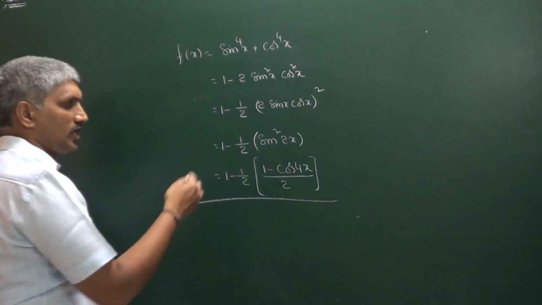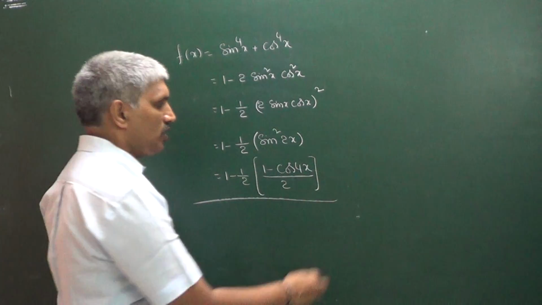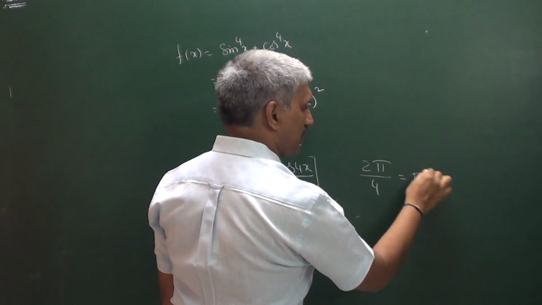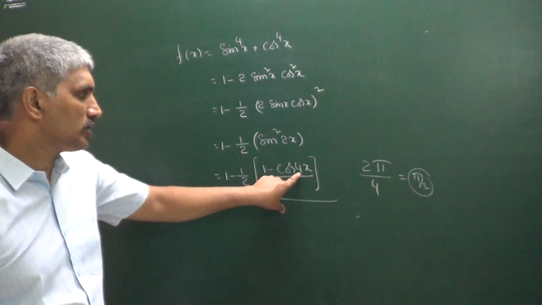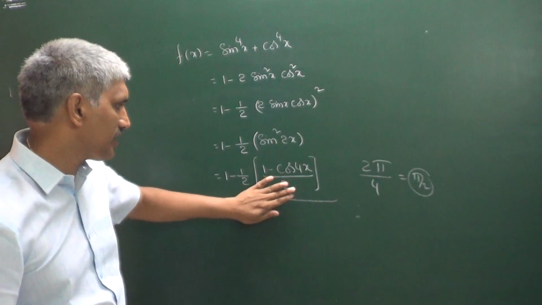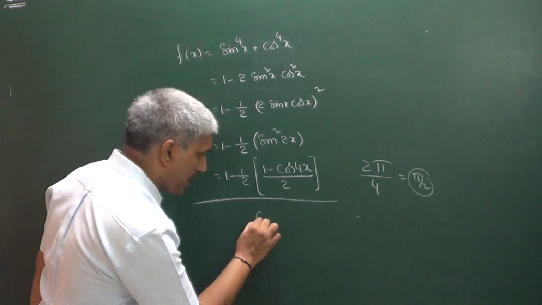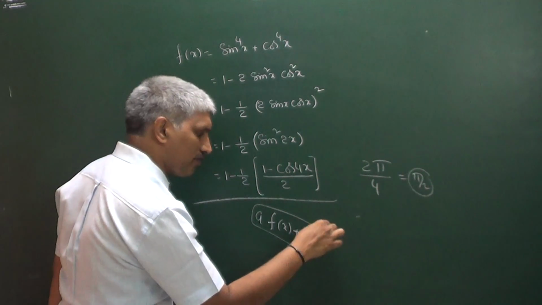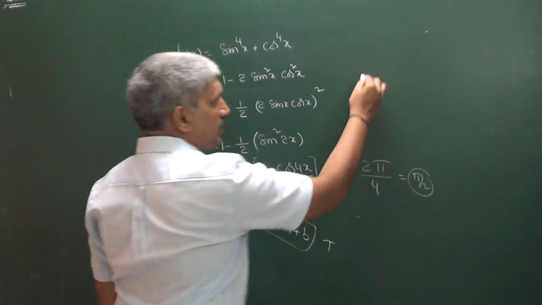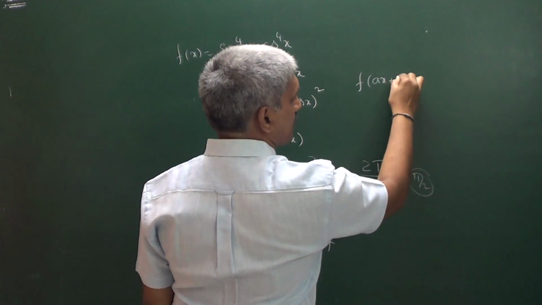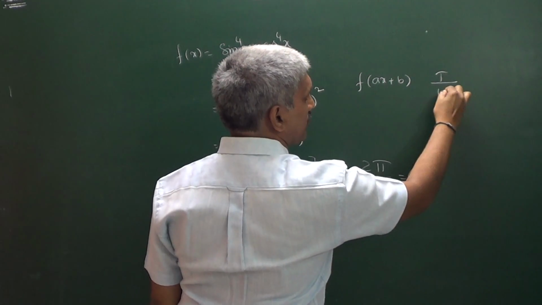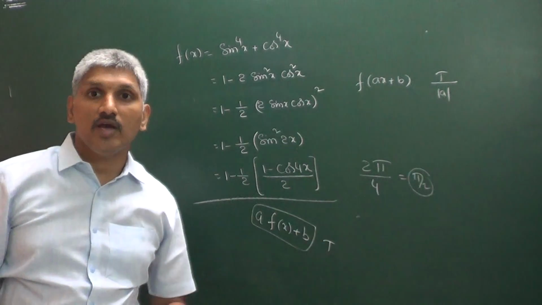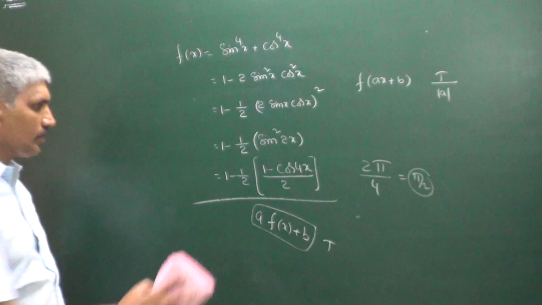Tell me, this is a periodic function with the period 2 pi by 4, that is equal to pi by 2, because in cos 4x the coefficient of x is 4, irrespective of the rest. That's what I told. A into f of x plus b is a periodic function with period T only, whereas f of ax plus b is a periodic function with period T by mod a. That's why this is a periodic function with period pi by 2 is the answer.